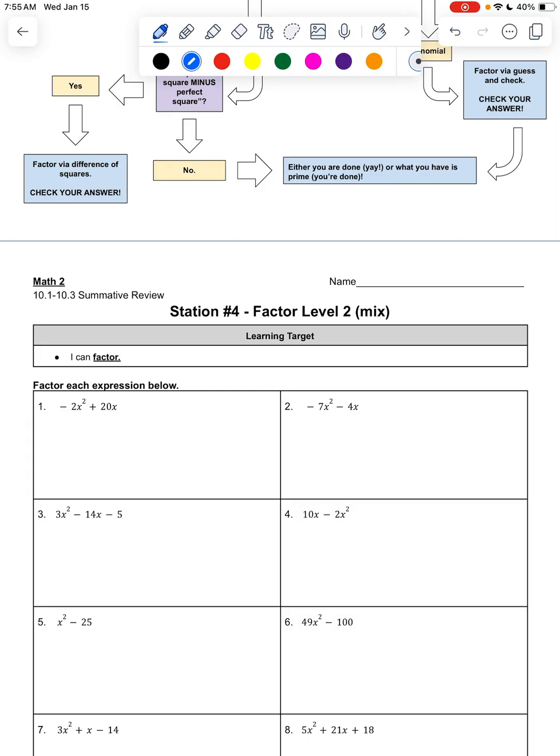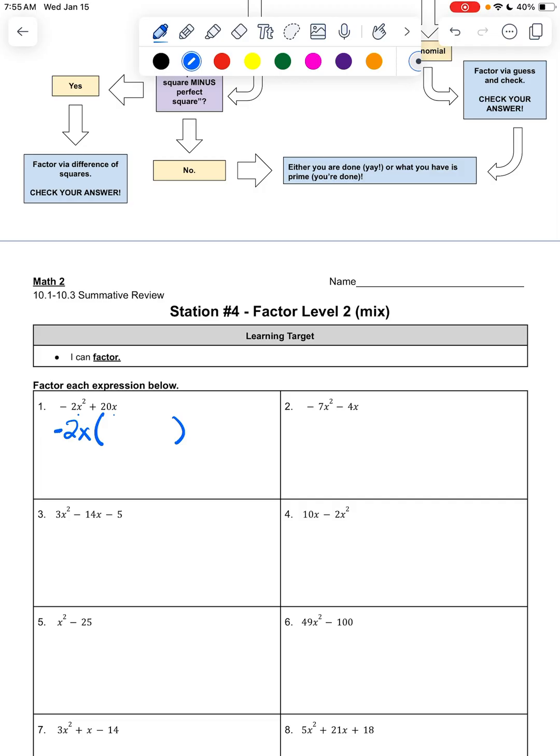Is there something that both of these two terms have in common? 2 and 20 are both divisible by 2. So I know there's going to be a 2 as a common factor. x and x squared are both divisible by x. And since that first term, the x squared term, is negative, I'm going to factor out a negative as well.